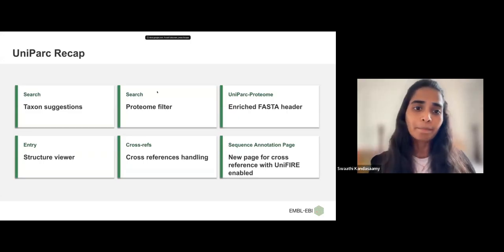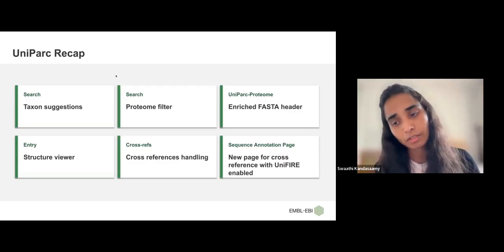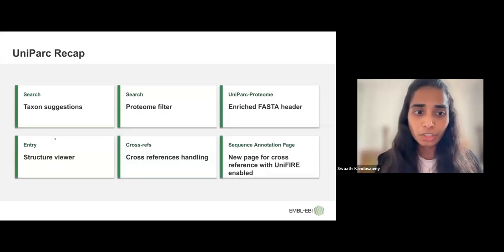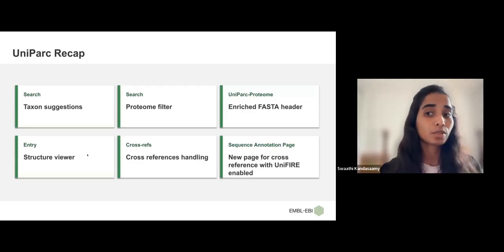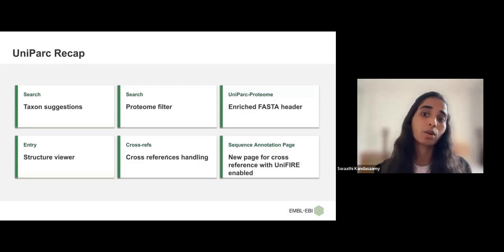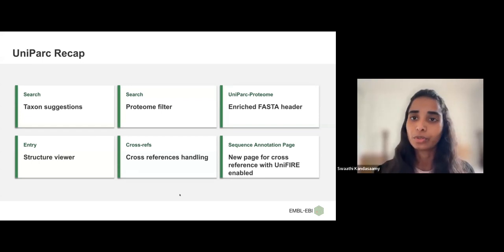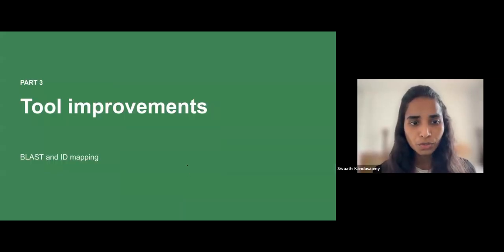Okay, a quick recap would be, we have seen how to do a general search in UniParc with taxonomy query, with Proteome query, and we saw how to download FASTA for the Proteome query. And we saw the structure viewer in both UniParc entry and sequence annotation page, and how to navigate to those pages from the cross-reference table and also from generic search. And we also explained how the automatic annotations in those pages work. It combines the UniFIRE rules, which is UniRule and ARBA rules. Now we are moving on to tools.